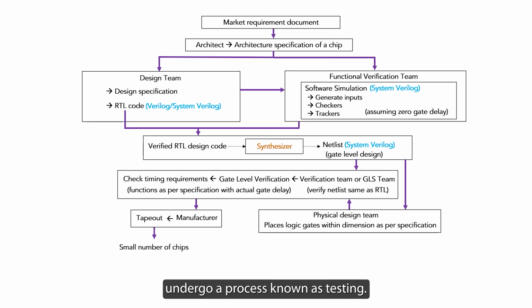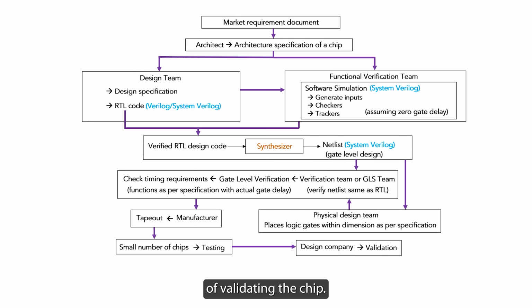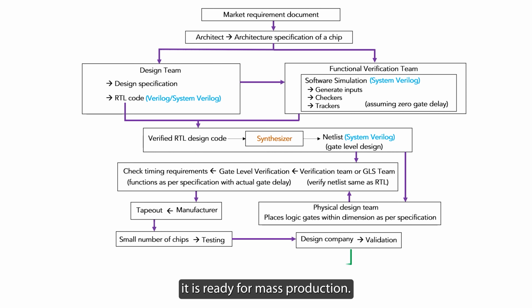These sample chips undergo a process known as testing. Testing is the process of checking the correctness of the manufacturing process. Next, the chip manufacturer sends the manufactured and tested chips back to the designing company. The designing company goes through the process of validating the chip. Validation is a process that ensures that the actual chip is functioning as per the specification by verifying its functionality in a lab. Once the validation of the chip is complete, it is ready for mass production.